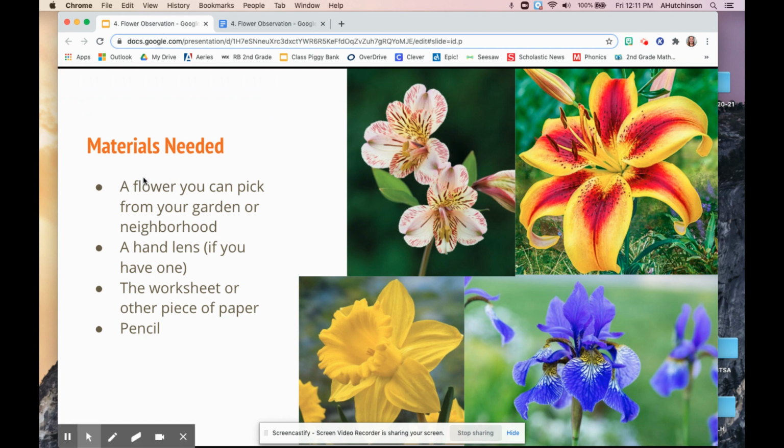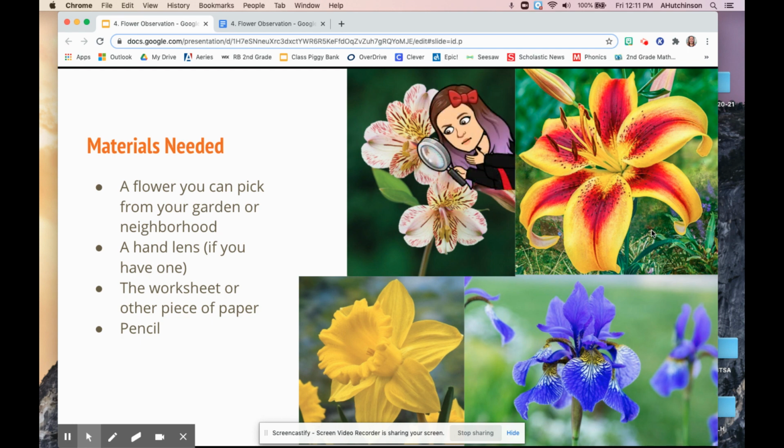And you'll need a pencil. If you can't find a flower in your garden or neighborhood, I will have pictures of some different flowers that you can use to do this observation. Go gather your materials, and when you're ready, hit play.